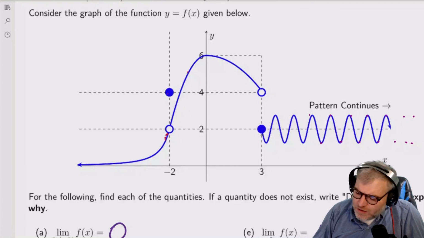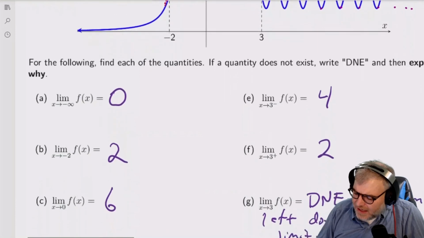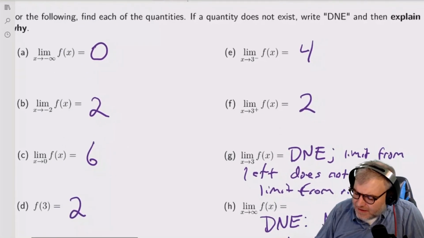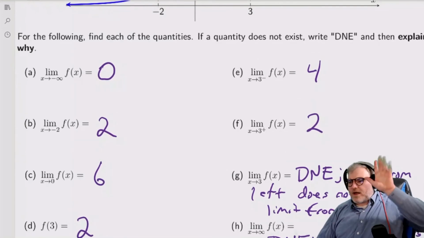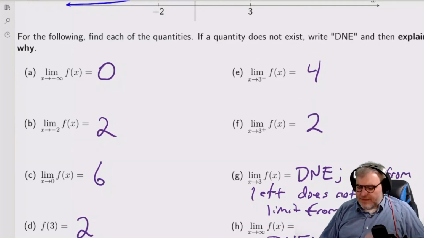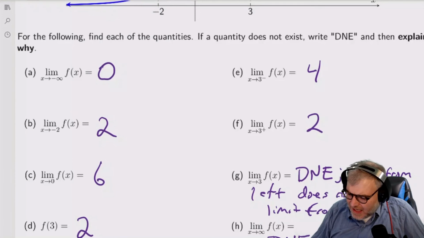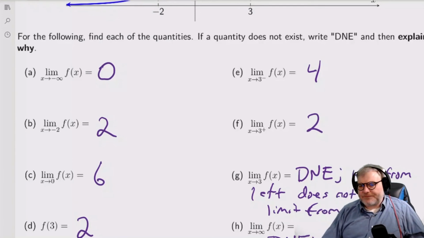So the limit from the left does not equal the limit from the right, and the limit as x approaches 3 of f of x does not exist. One to five, how do we feel about those items there? That would be D, E, F, and G together.